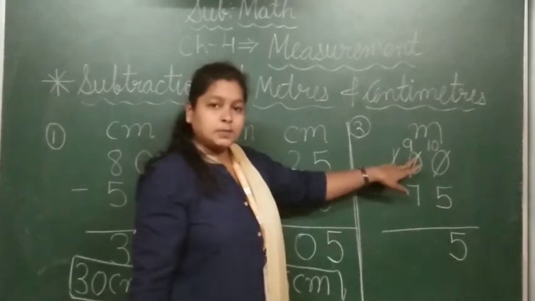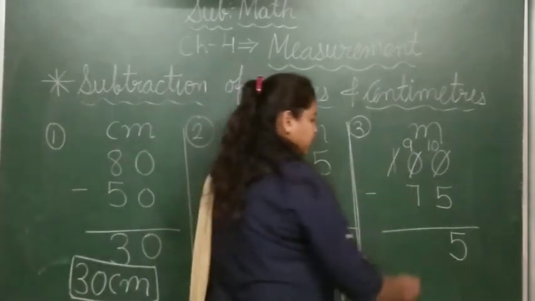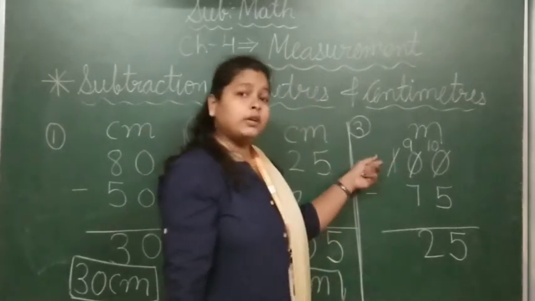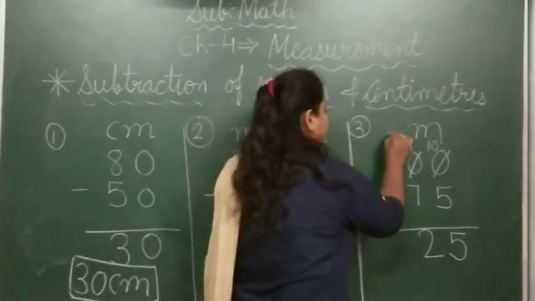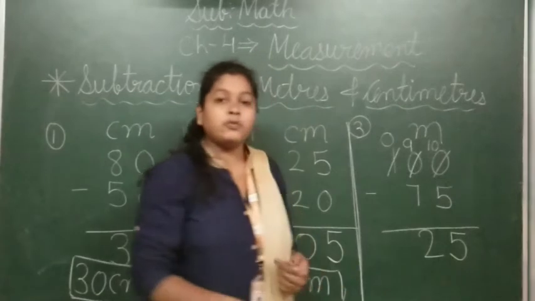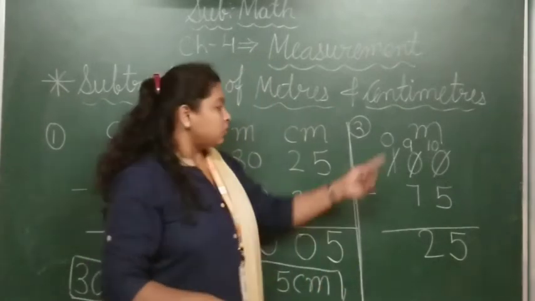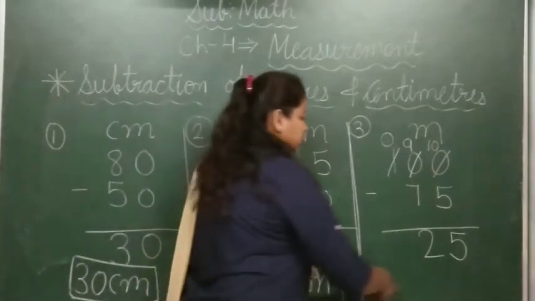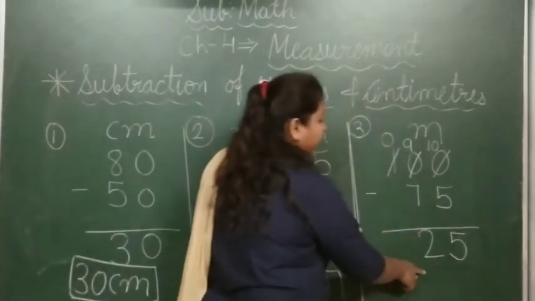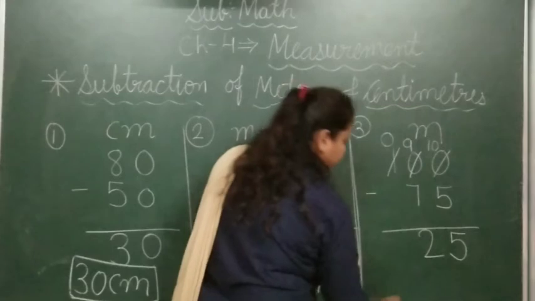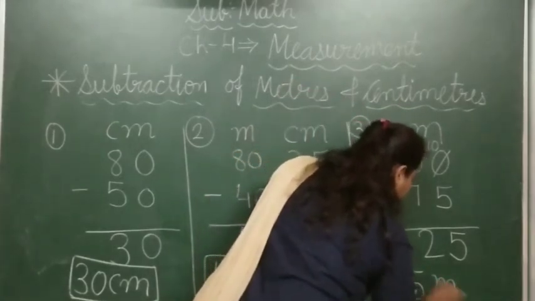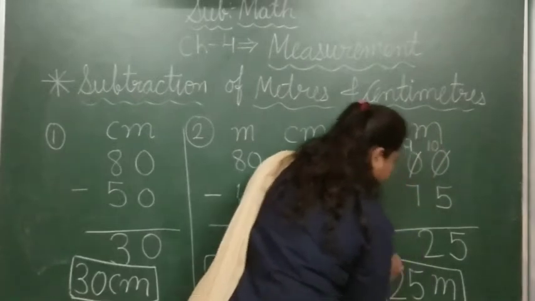And now come to the tens place, 9 minus 7. So 9 minus 7 gives you 2. And here 1. So what do you have to write here? We have to write the number before it. What comes before 1? 0. So you have to write 0. If you are not writing it, that should also be okay. So here is your answer 25. And what unit is given to you? Meter. So that means your answer is 25 meter.